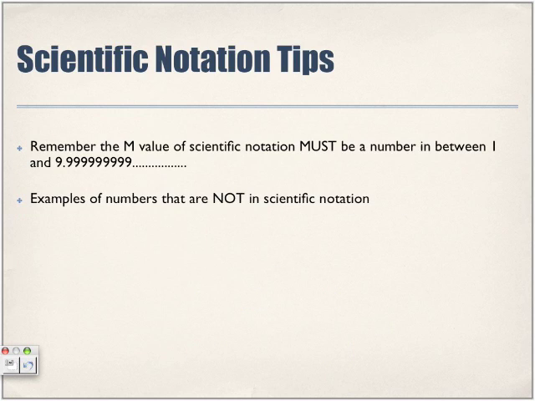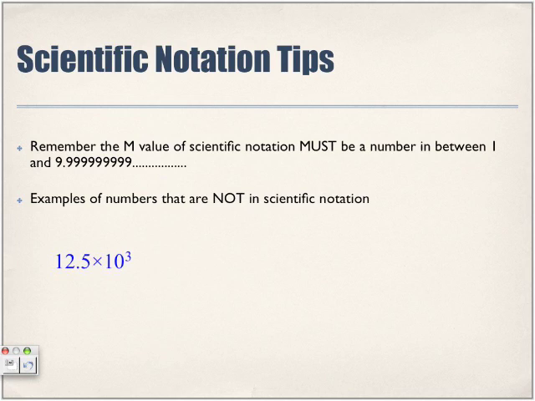So, scientific notation tips. Remember that the m value of scientific notation must be a number between 1 and 9.99 forever. Okay, repeat it. Examples of numbers that are not in scientific notation are as follows. 12.5 times 10 to the power of 3. Why is that not considered scientific notation? Yeah, it's greater than 9.99.